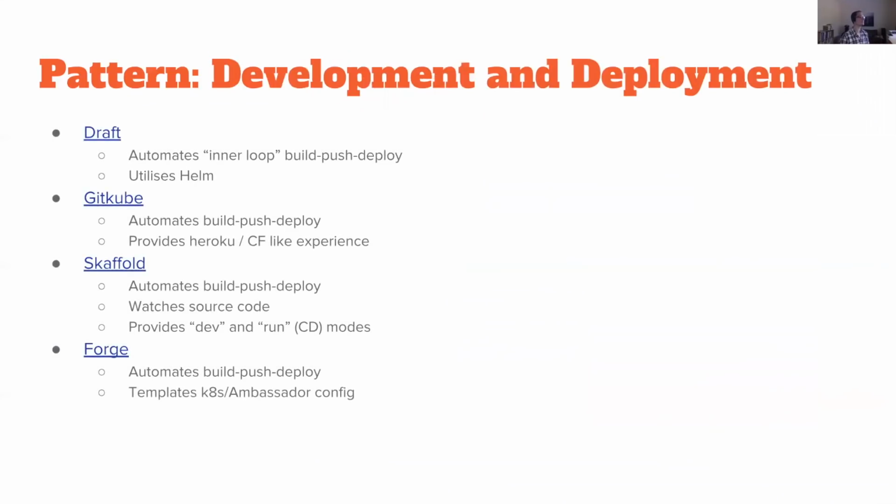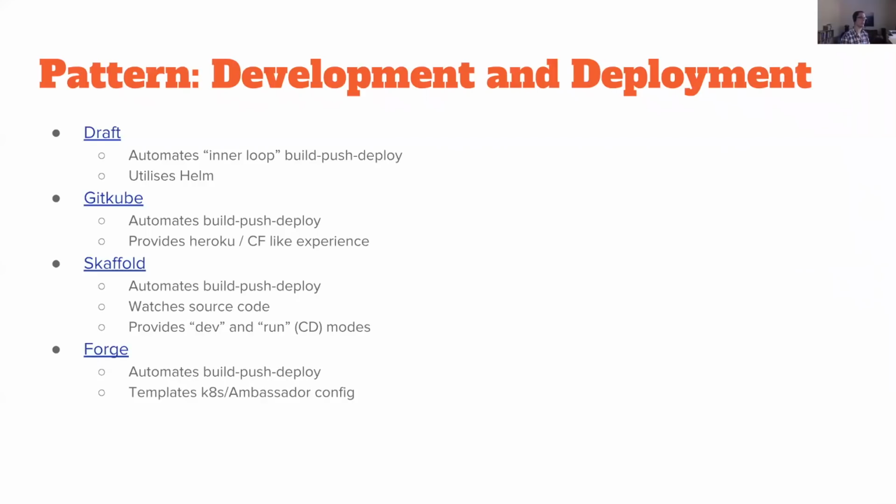From a development and deployment perspective, now apologies, this slide is a bit of an eye chart, but there's a lot of info here. These are the tools. I've got a link to the blog post I've got these from, but these are the tools from a development perspective I think are super interesting and worth keeping an eye on in terms of developer experience. So there's Draft, which is coming from the Deis team at Microsoft. It's automating the inner loop of build, push, and deploy.